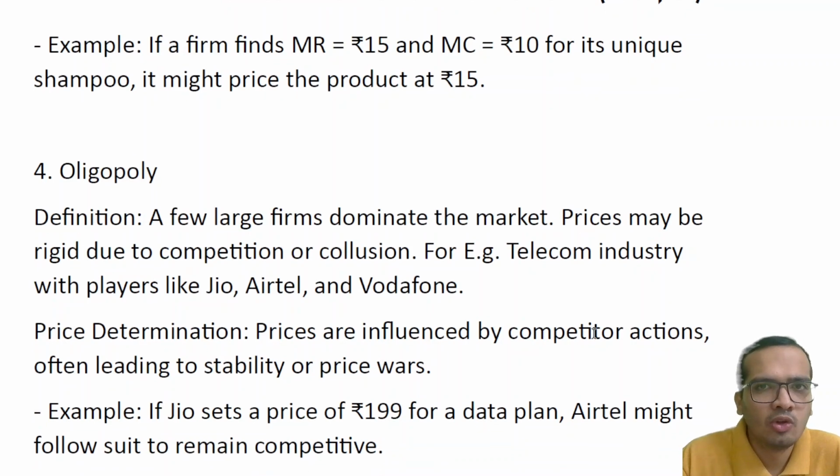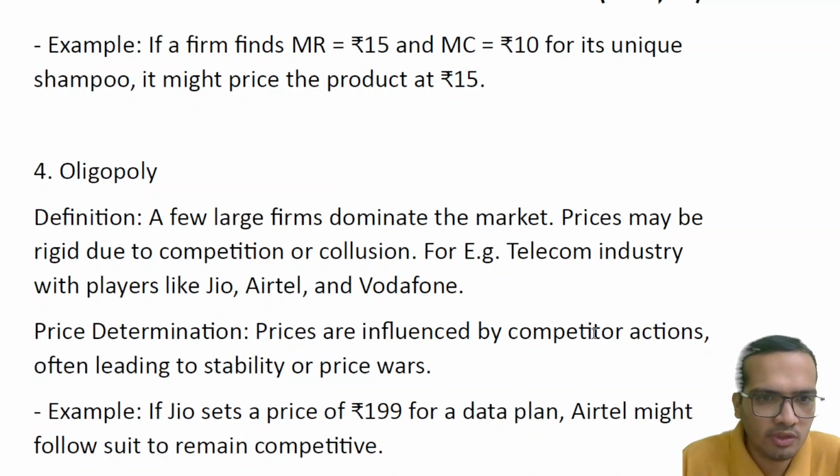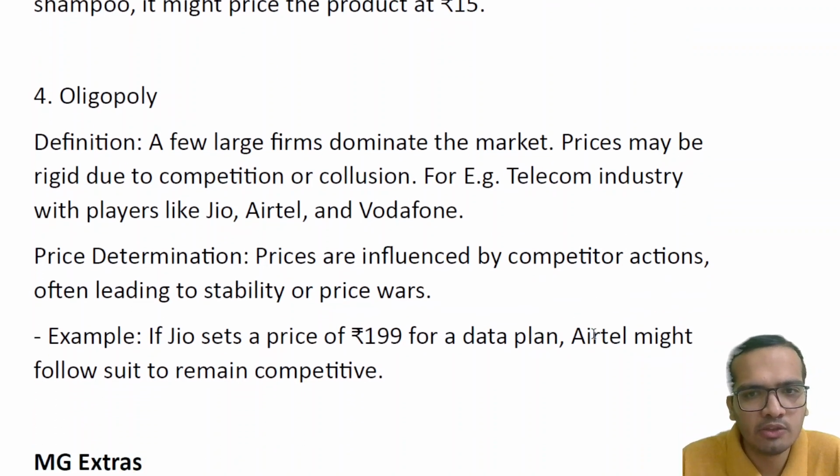And fourth comes oligopoly, that is, a few large firms dominate the market. Prices may be rigid due to competition or collusion. An example could be the telecom industry, where players like Jio, Airtel, and Vodafone Idea operate. For price determination, prices are influenced by competitors' actions, often leading to stability or price wars. An example is, if Jio sets a price of rupees 199 for a data plan, Airtel might follow suit to remain competitive.